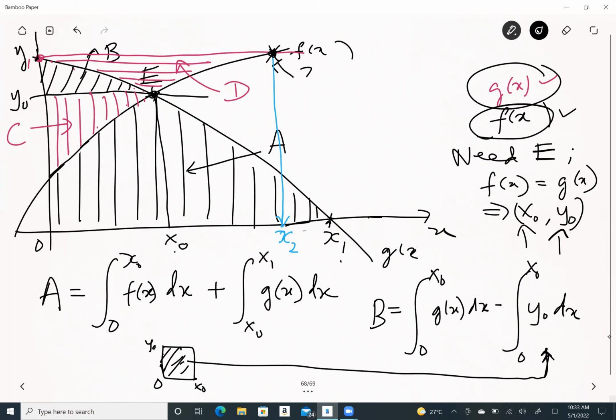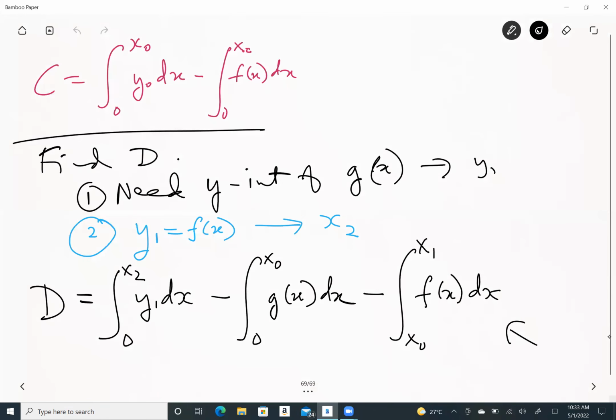Okay, let's do question number 2. Go to 13.3. Do question number 2. The diagram is already drawn, and even the intersection points have already been determined. So what you need is just to get the area. Okay, so do question number 2.